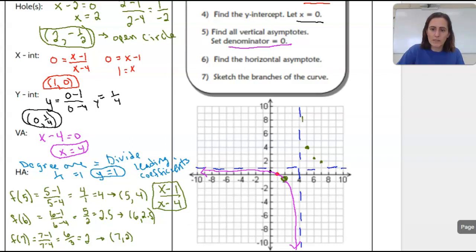Notice that I have enough points now to get a general idea of what that second branch should look like. And that is pretty much the steps involved with graphing one rational function.